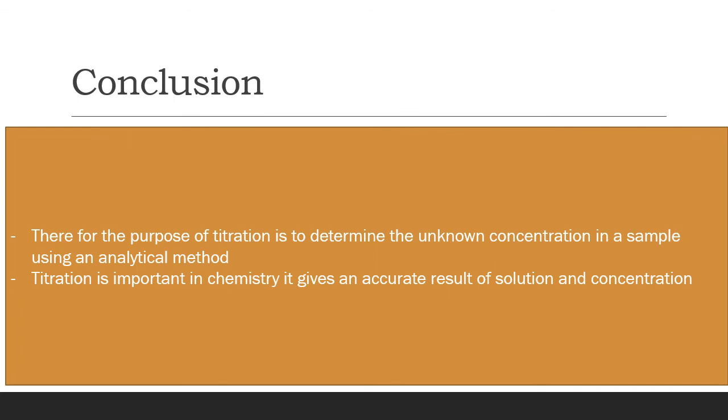Conclusion. Therefore, the purpose of titration is to determine the unknown concentration in a sample using an analytical method. Titration is important in chemistry. It gives an accurate result of solution and concentration.